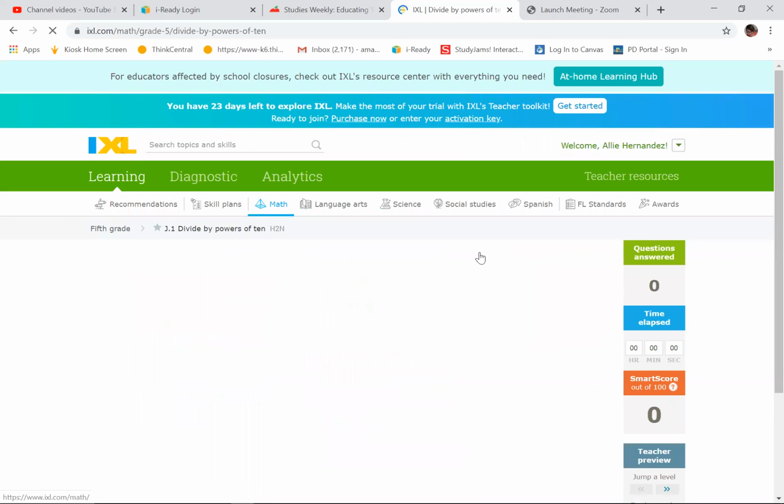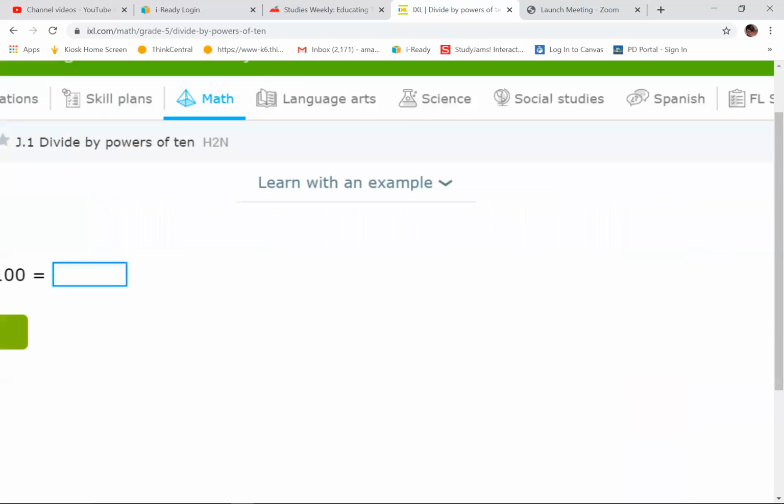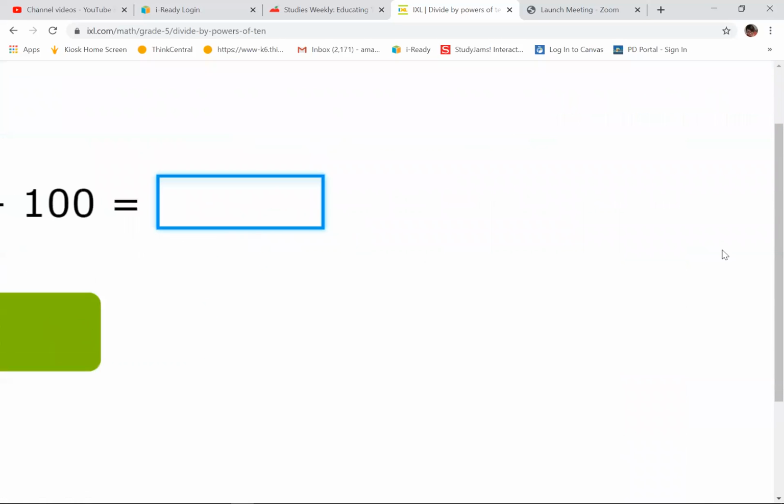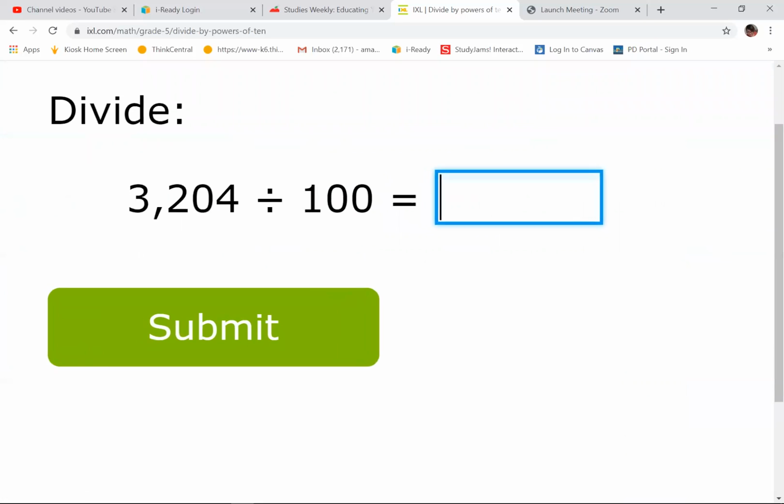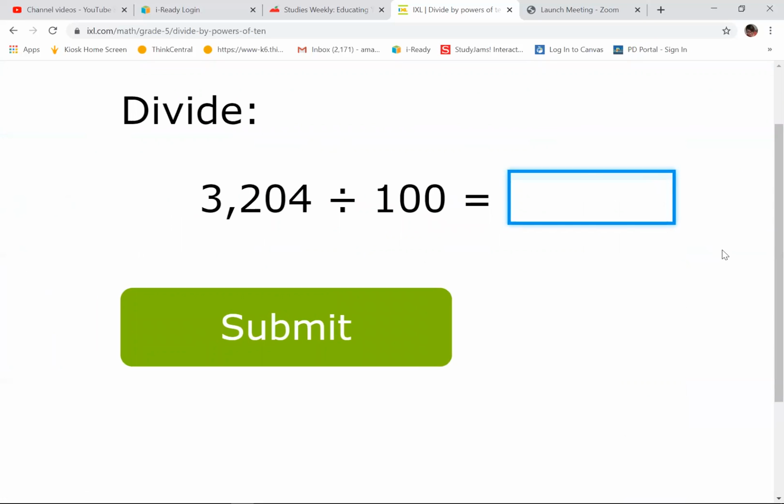Now this is just like we did with multiplication, and we were multiplying by the powers of 10. And remember, when you multiply, the numbers get bigger, right? So that decimal point moves to the right. But here, we're dividing. So the number is going to get smaller. For instance, 3,204 is going to get smaller by a factor of 100.